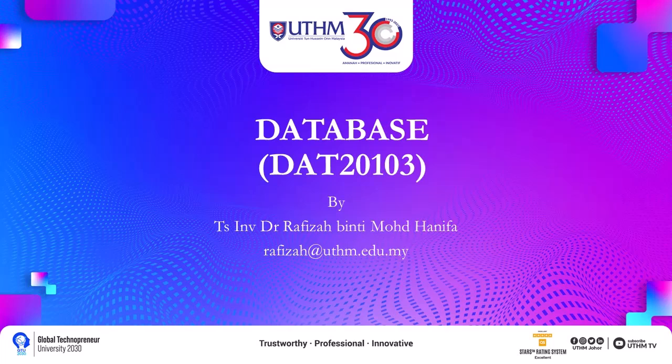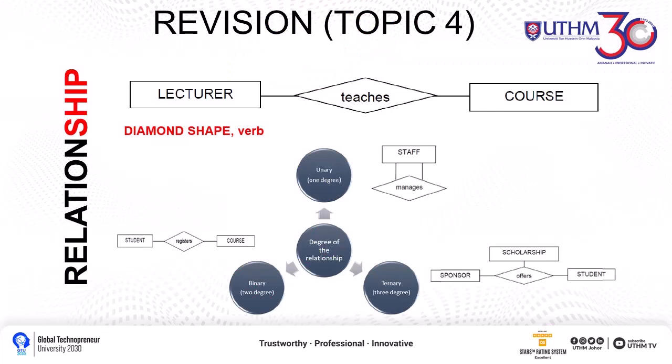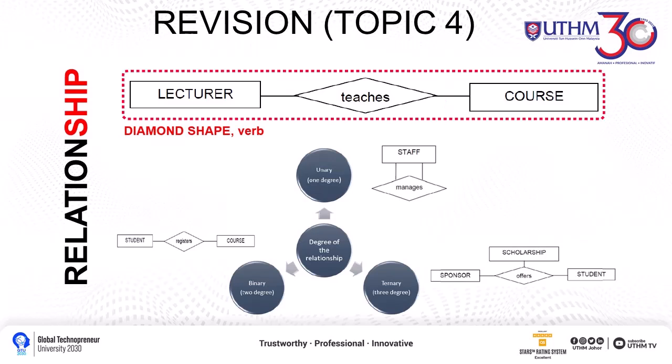Before we proceed with today's lecture, I would like to highlight what we learned last week. A relationship is a link between the entities. A diamond shape represents it. The label for the relationship is a verb or conjunction and it links the two entities by a line. For example, lecturer is connected with course through the relationship teachers as shown on the slide.